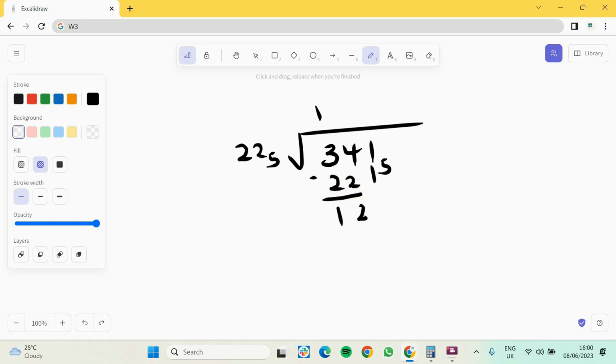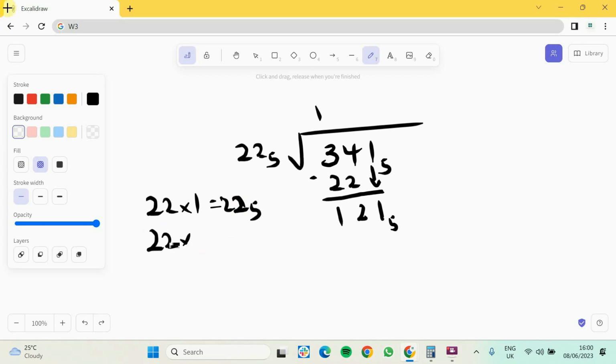And then we bring this 1 down. Remember, we're dealing with base 5. So I cannot say 121 divided by 22 and use my calculator to do that, right? I have to use a manual way of solving. So that will be 22 times 1 in base 5. That will be 22 in base 5.